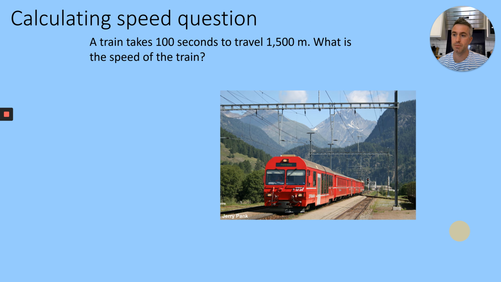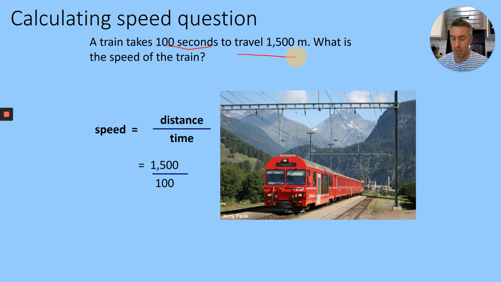Let's have a go. A train takes 100 seconds to travel 1,500 meters. What is the speed of the train? What do we have? We have a time and we have a distance. So speed is distance divided by time. So 1,500 divided by 100 seconds. Even I, with my maths, can do that. It's 15 meters per second. Is that fast? Is that slow? As I just said, if you multiply that by 2, that gives you 30. So 15 meters per second is about 30 miles an hour. I think it's a bit more, I think it's about 32. I can't remember.